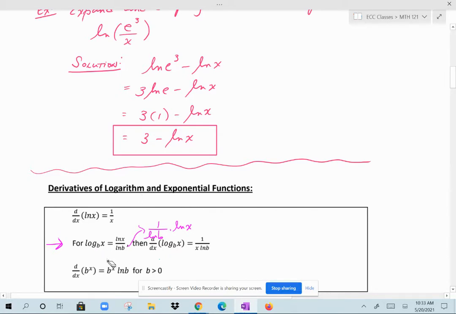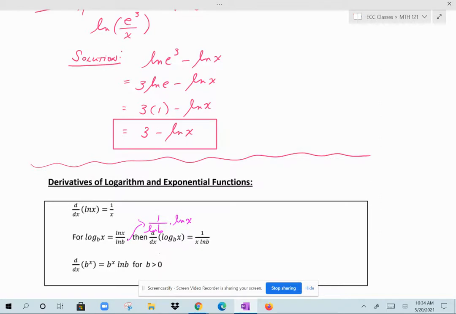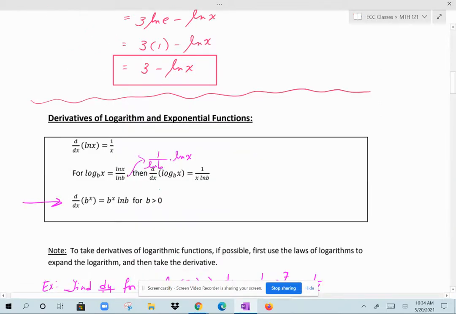And the last one says that if you're taking the derivative of b to the x, that is equal to b to the x times ln of b, as long as your base is greater than 0. I'm actually going to show you another way to find derivatives of exponential functions like this using logarithmic differentiation. But it is very straightforward when you have something basic, like y equals 2 to the x, then y prime will be 2 to the x ln of 2, if you're applying this formula directly.